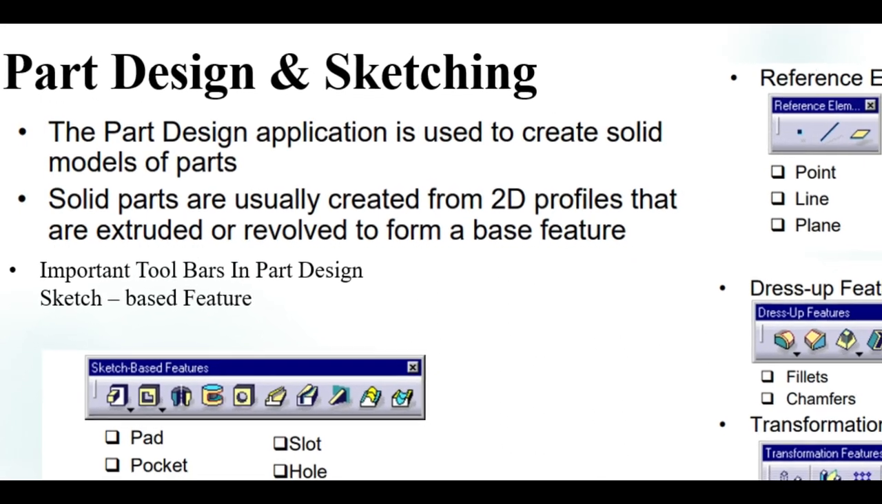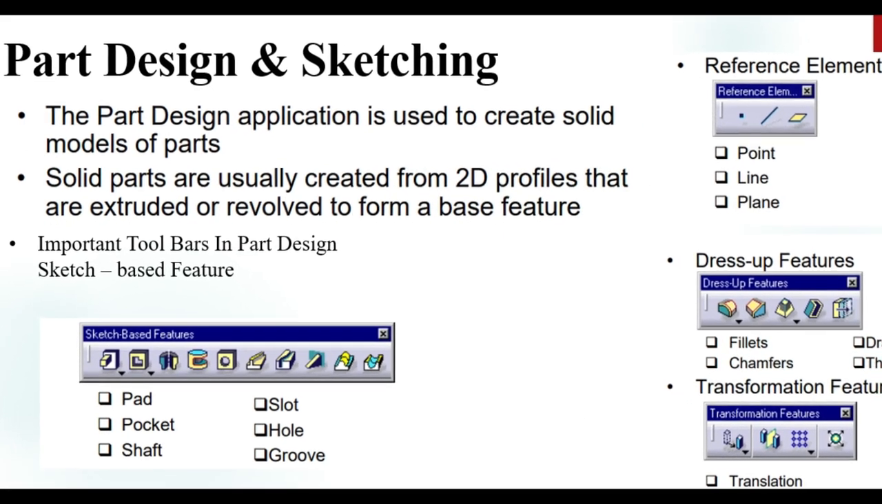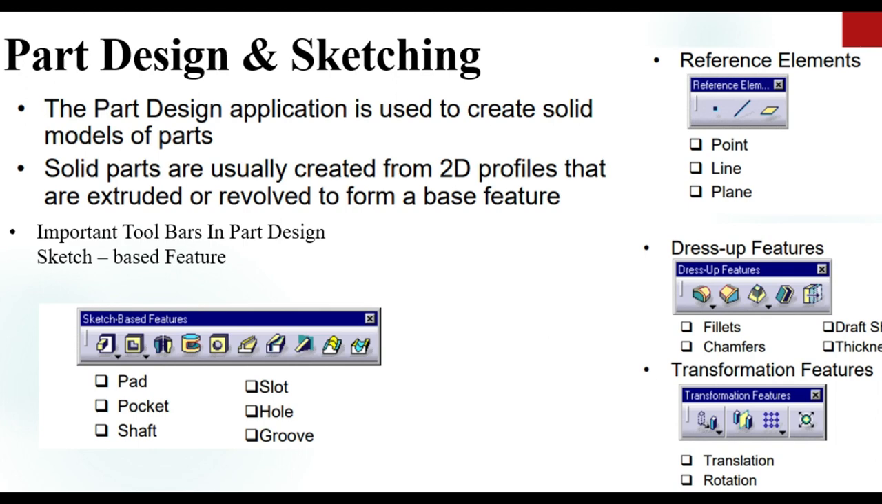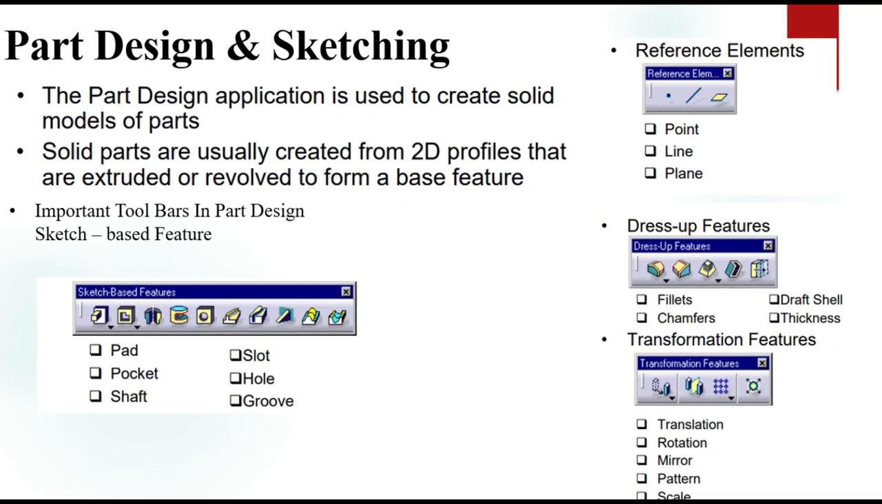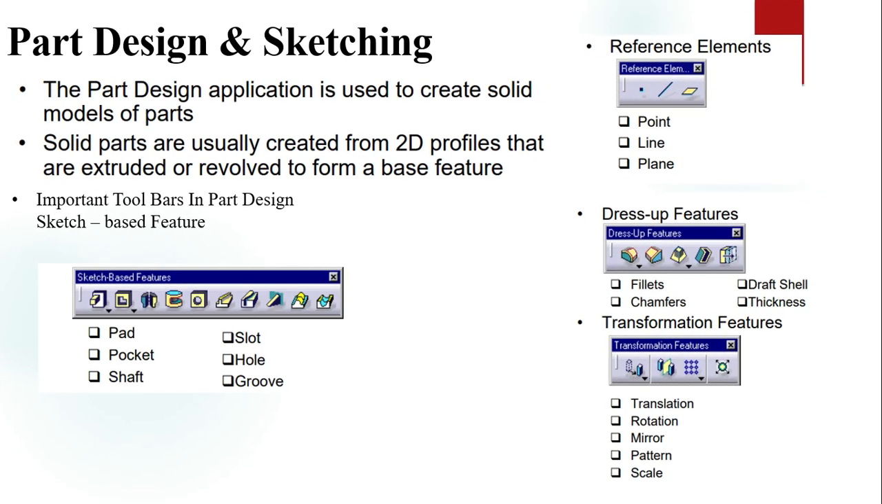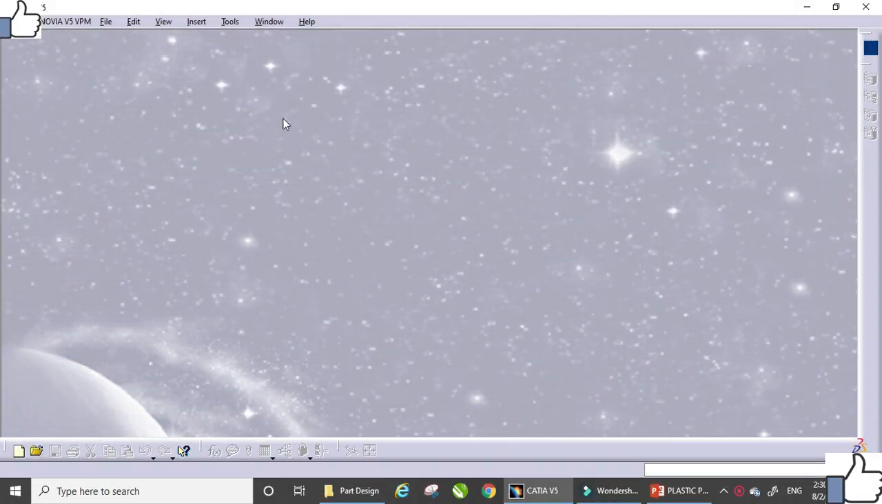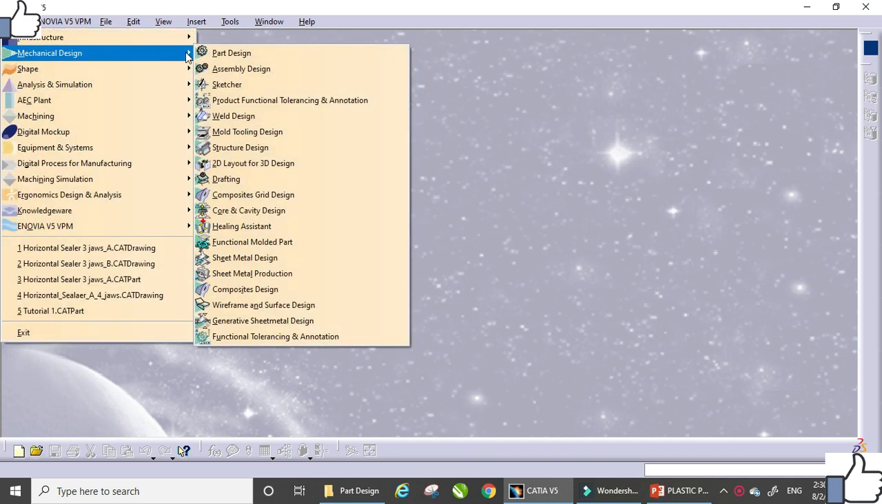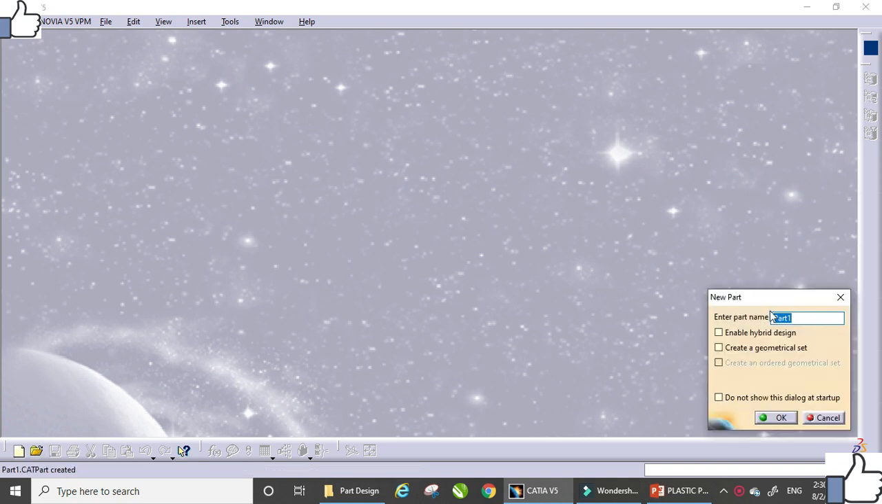So the important toolbars in Part Design are: first, the sketch-based feature. Next, reference element, dress-up feature, transformation feature, translation, rotation, mirror, pattern and scale. So let's open CATIA and we will see the sketch-based feature first. Here we are in CATIA: Start, Mechanical Design, Part Design. So give the name whatever you want and just click on the OK button.